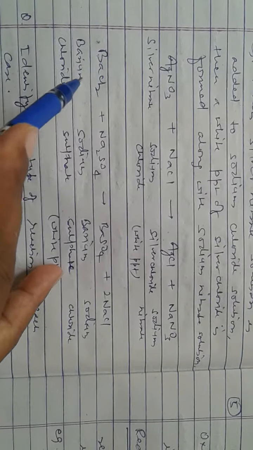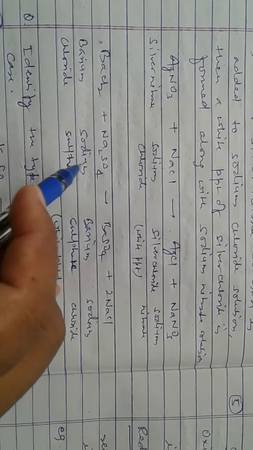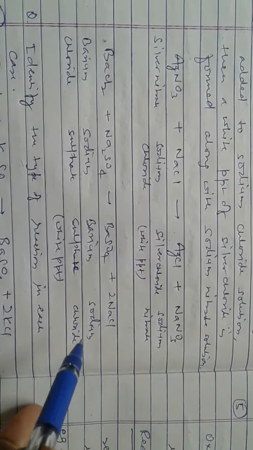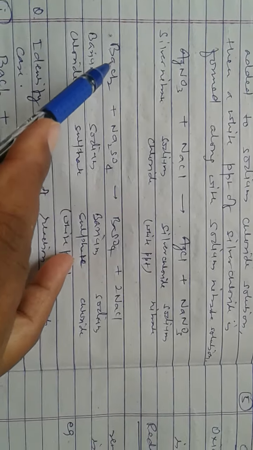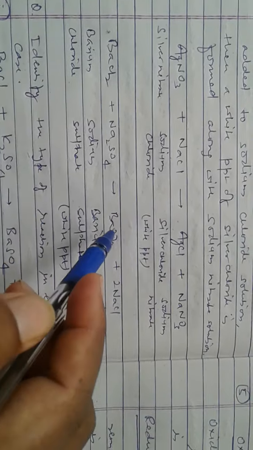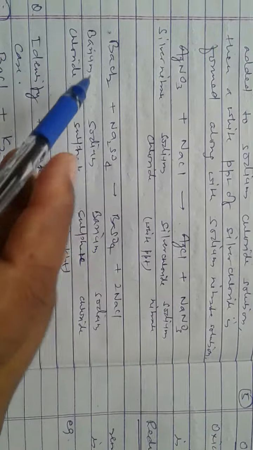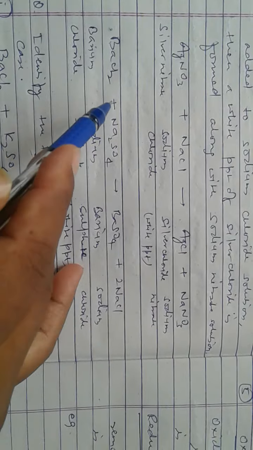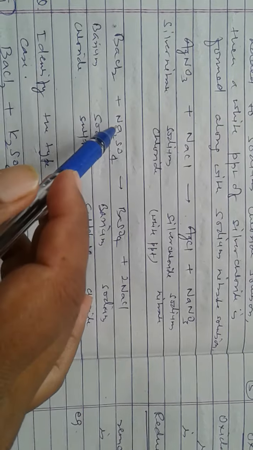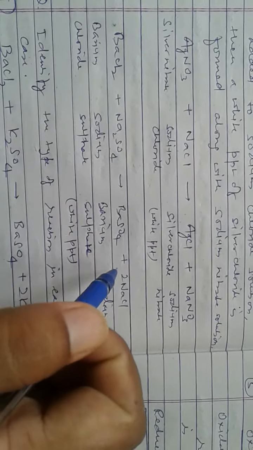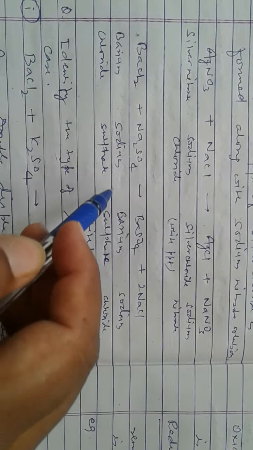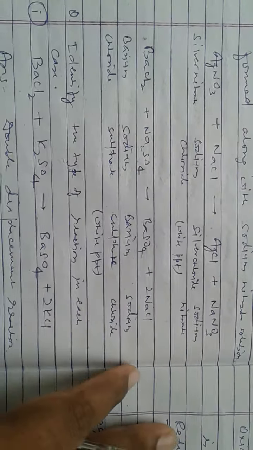Another example: when barium chloride is added to sodium sulfate, then barium sulfate and sodium chloride are formed. Here also barium and sodium are exchanged and form new compounds. Barium goes with sulfate to form barium sulfate, and sodium goes with chlorine to form sodium chloride. This type of chemical reaction is called double displacement reaction.